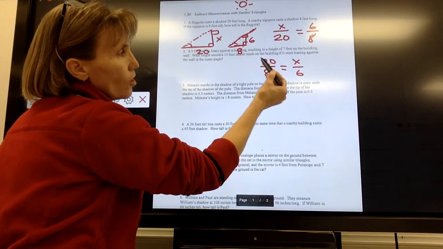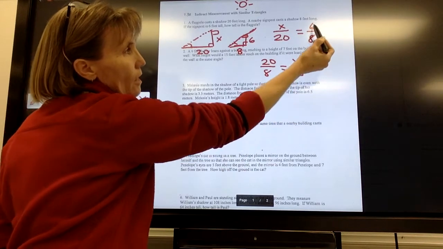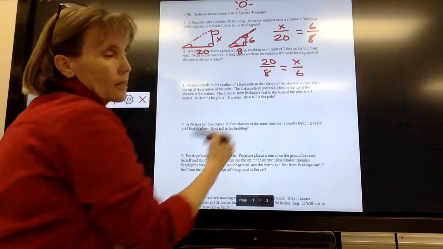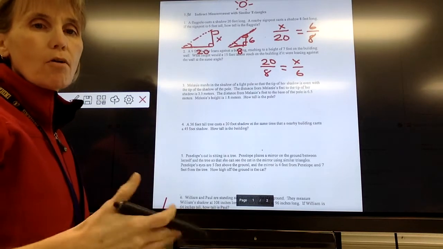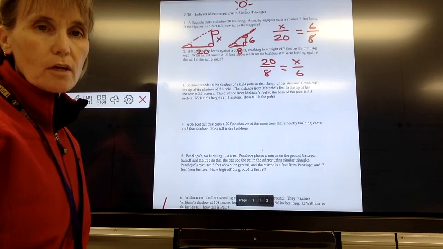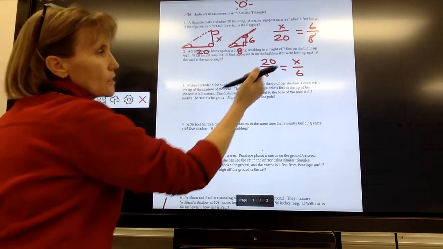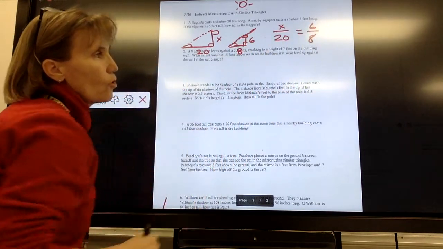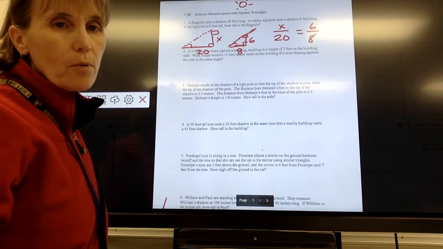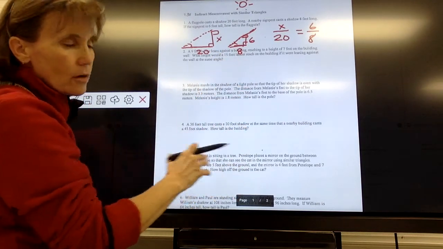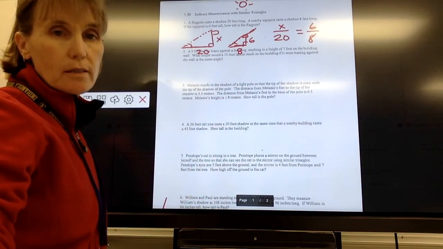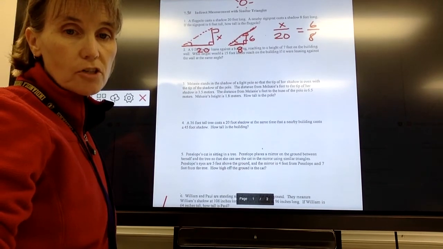And again, if you look at the cross products, you're taking 20 times 6. Up here, when you do the cross products, you're going to be taking 20 times 6. That's why there are different ways that you can set up those proportions. Okay, but choose one of those to set it up. Okay, go ahead and solve, and you'll know how tall the flagpole is. So for all of these, okay, draw a picture and see if you can set up a proportion based on your similar triangles.